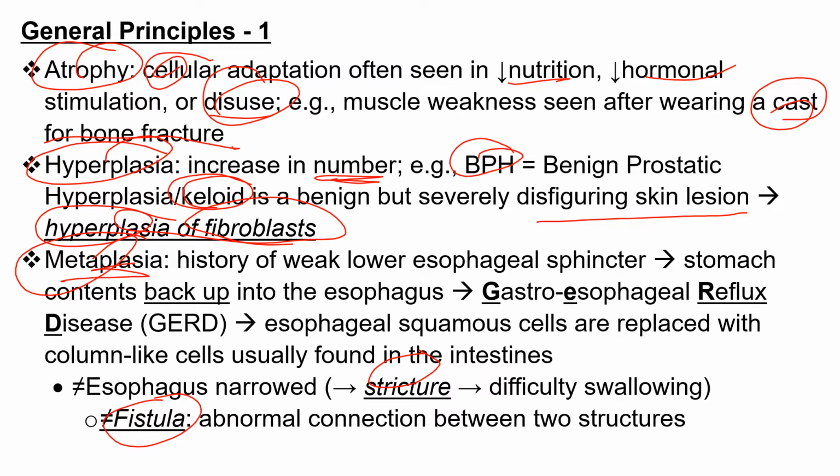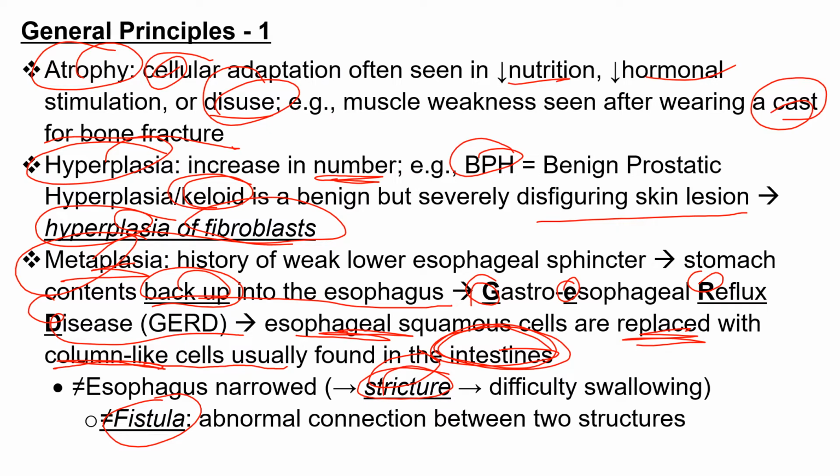Metaplasia is seen in diseases such as gastroesophageal reflux disease, GERD, where an irritation due to acid backing up into the esophagus from the stomach results in esophageal cells changing their identity and becoming intestinal cells that look different from the cells of the esophagus that they should be. They actually become columnar cells found in the intestines.